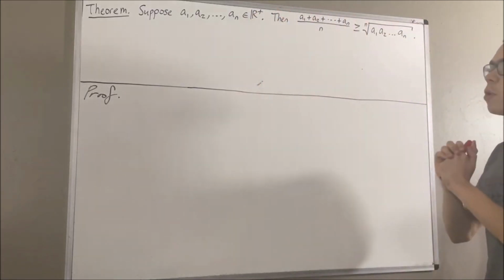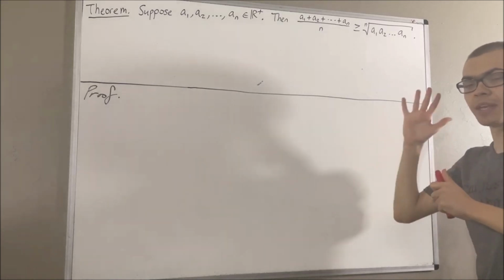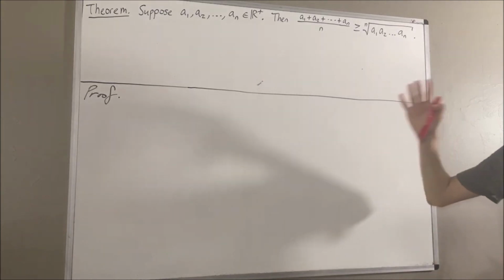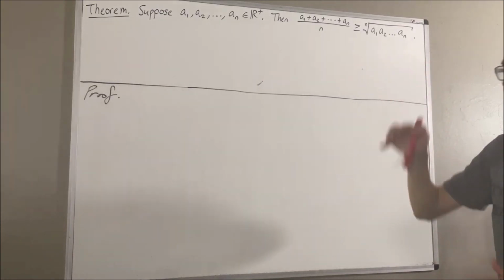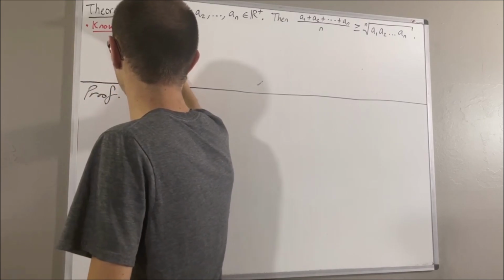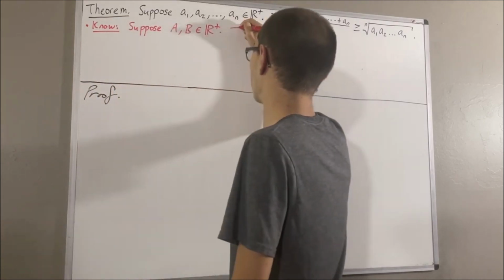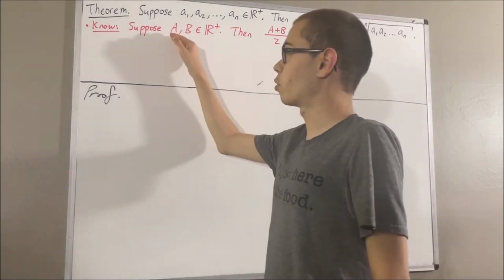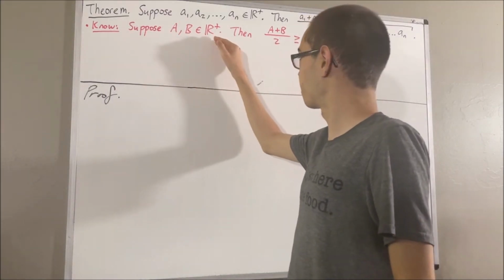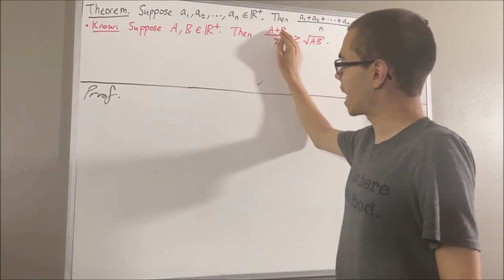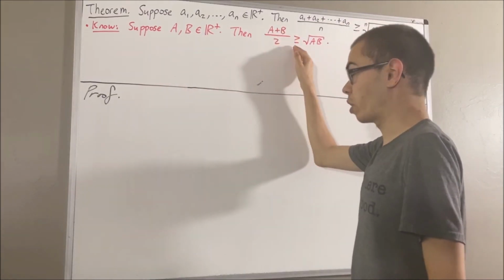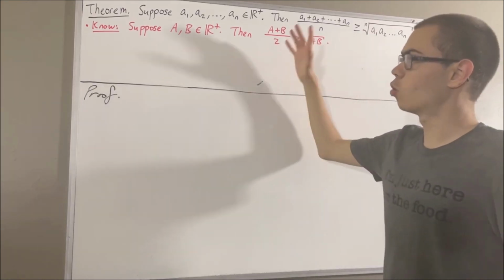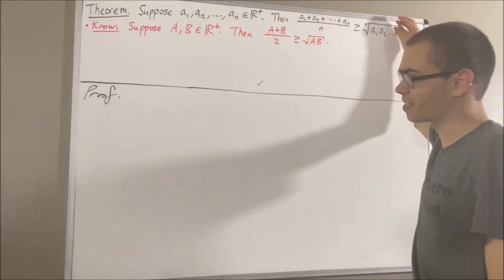Now, we have already proven that the AMGM inequality holds for lists of length 2. That is, we have already proven the following fact. Suppose capital A and capital B are positive real numbers. Then capital A plus capital B over 2 is greater than or equal to the square root of capital A times capital B. So really, we're trying to generalize this.